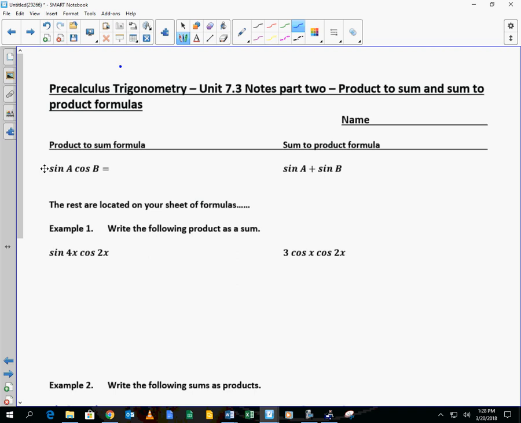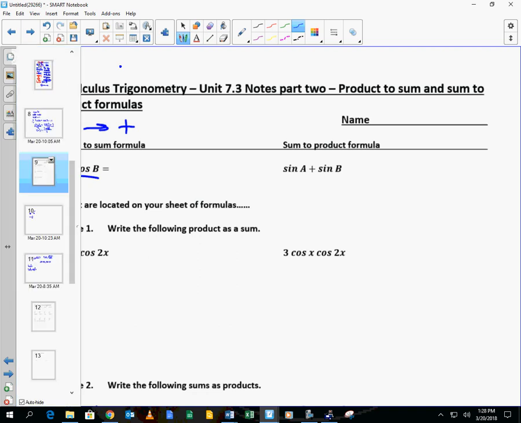We have a great way of using some of the formulas that we've used so far in trigonometry to be able to write products as sums. That means you can take multiplication and write it as addition, which is also a very useful thing, especially in calculus. So we want to take this product and write it as a sum.